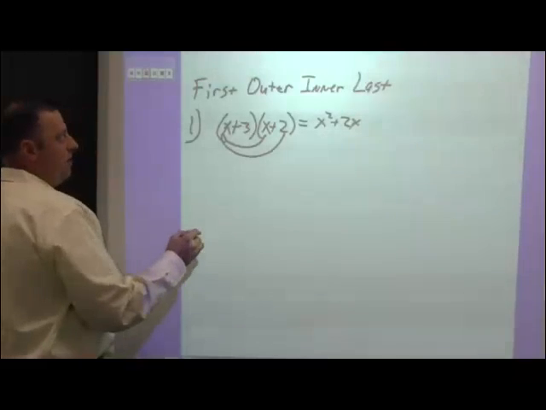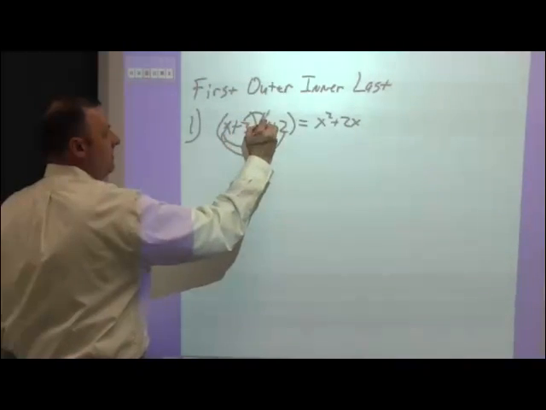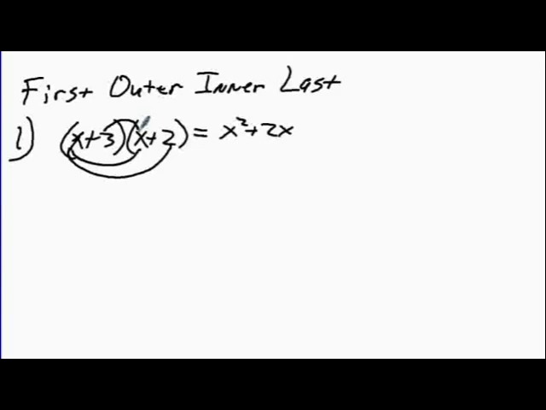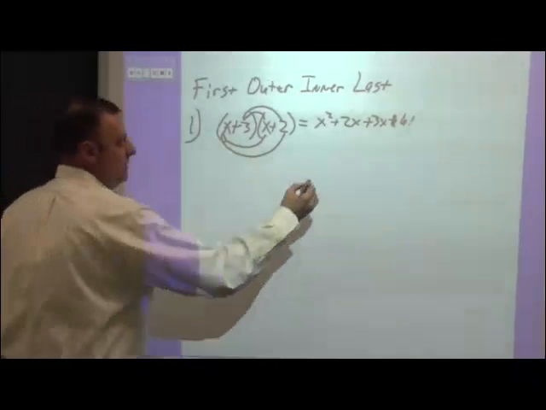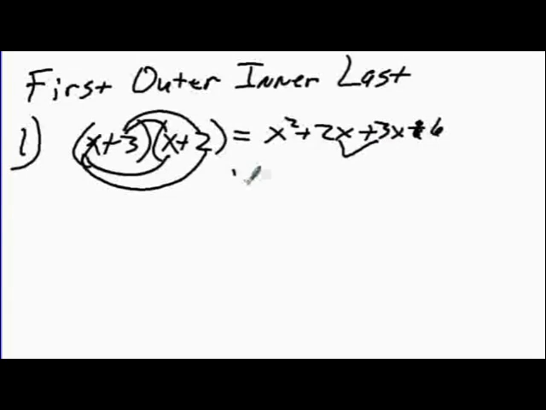Then you're going to take now the inners. That's going to be these two guys. 3 times x is 3x, positive. And then the last, that means the last term in each parenthesis. So you're going to take the 3 times 2, giving you positive 6. Now you're not done. You see like terms. You've got a 3x and 2x. So you're going to get x squared plus 5x plus 6.